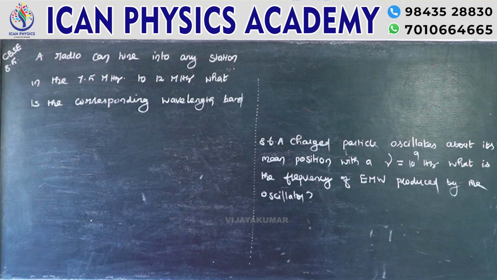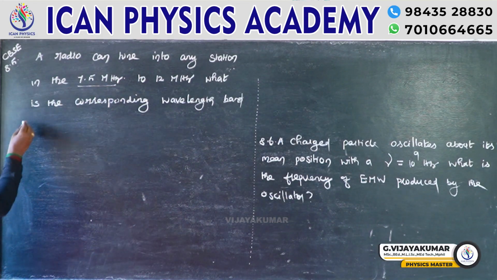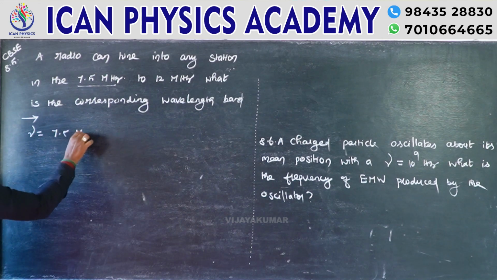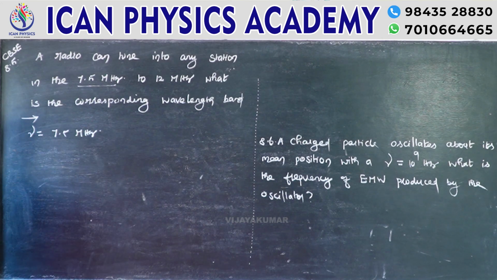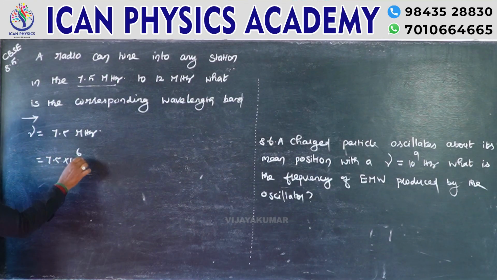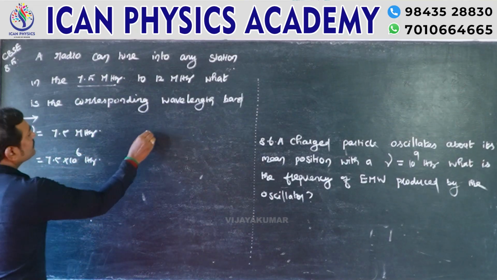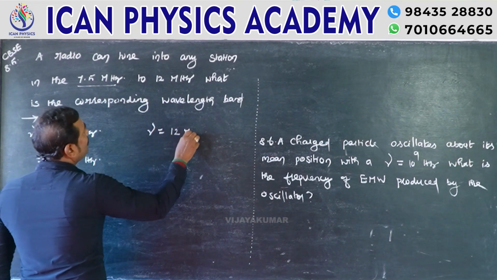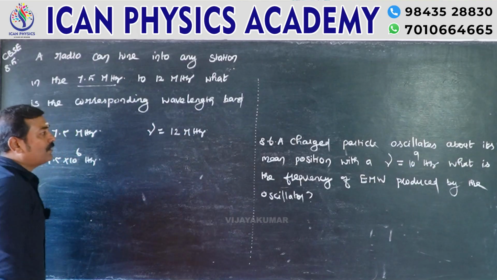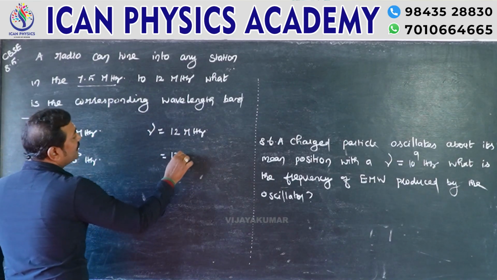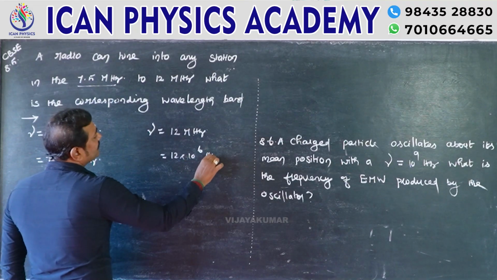A radio can tune into any station in the 7.5 megahertz to 12 megahertz band. So the frequency is 7.5 megahertz. Convert the megahertz into hertz: 7.5 into 10 to the power 6 hertz. The other frequency is 12 megahertz. Now convert megahertz into hertz: 12 into 10 to the power 6 hertz.